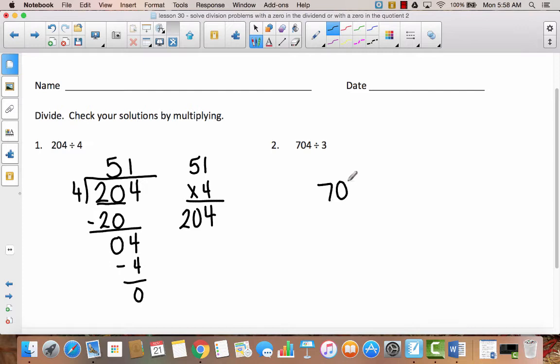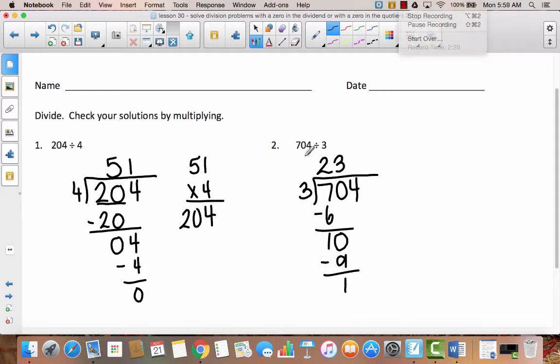We have 704 divided by 3. Okay, so we're going to start with our hundreds. So 7 hundreds divided by 3, that would give me 2 hundreds in each group, and 2 times 3 would be 6. And now I have 1 hundred left over, and I have 0 in the tens place. I still have to bring that down because I'm trying to take this 10 and unbundle it with those ones. So 10 divided by 3 would be 3, and 3 times 3 would be 9.